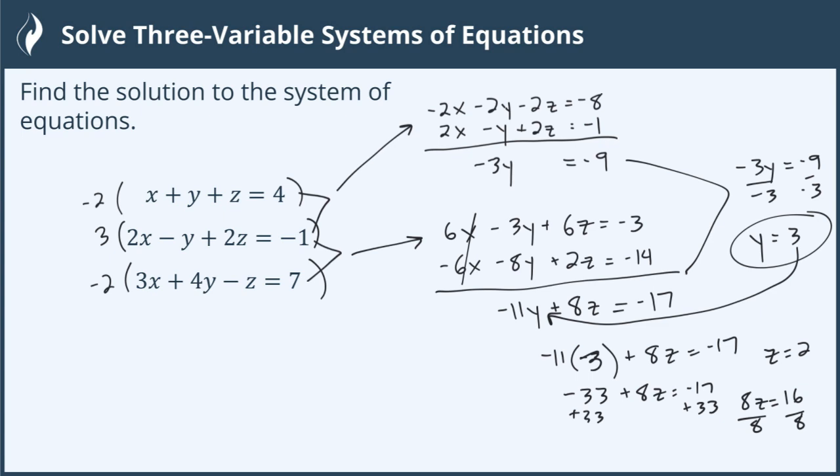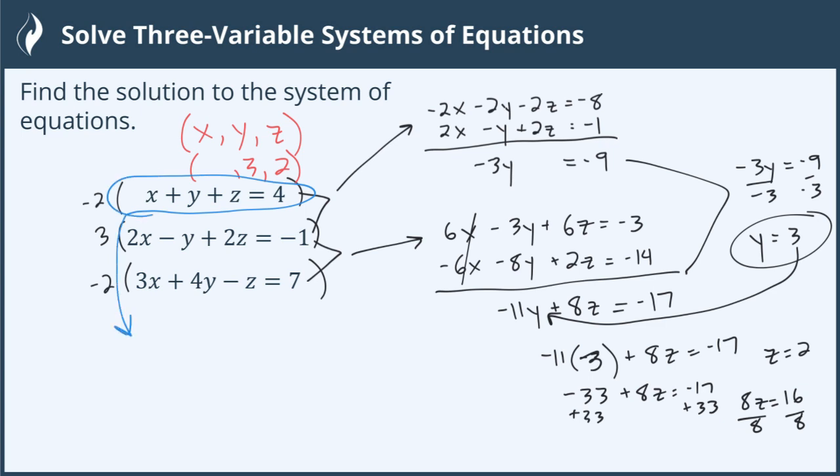In my answer, we always write it as x, comma, y, comma, z. You can remember this, they're in alphabetical order: x, y, z. So far in my answer, I have y is 3, and for z, I have 2. Now I need to solve for x. I can do that by taking my 2 and my 3 and plugging them into any of these equations. It does not matter which one. So I'm going to go ahead and pick this top one.